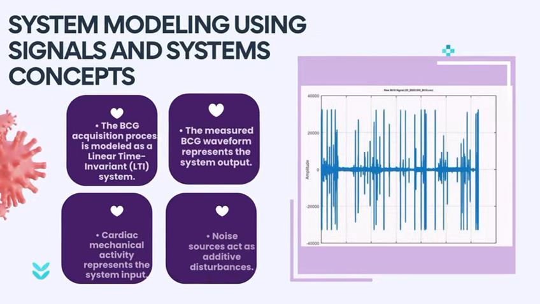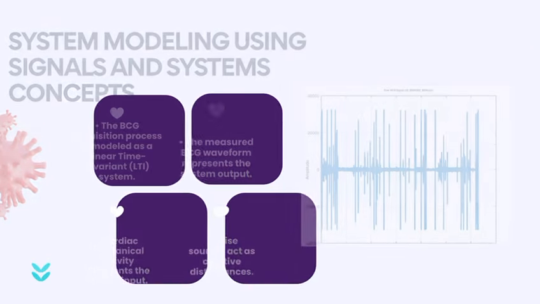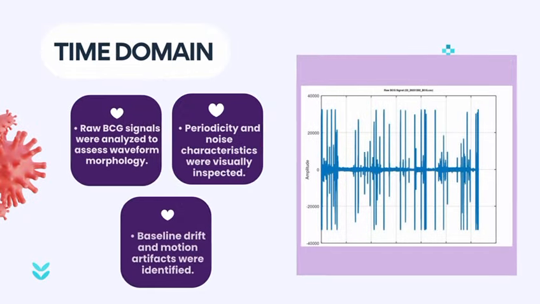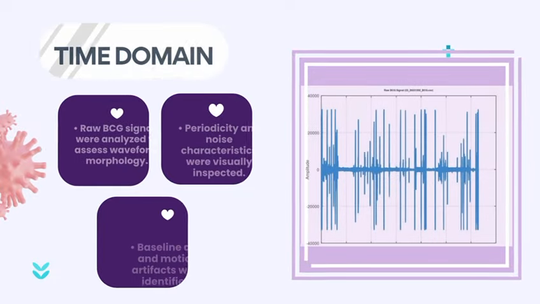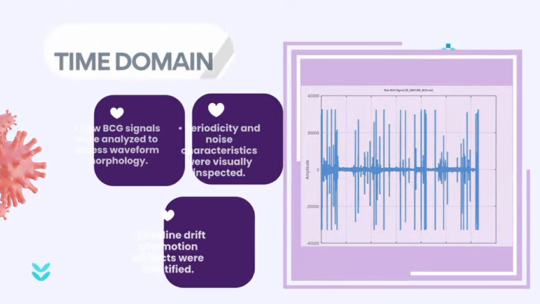From a signals and systems perspective, the BCG acquisition process can be modeled as a linear time invariant system. Cardiac mechanical activity represents the system input, while the measured BCG waveform represents the output. Noise sources act as additive disturbance.